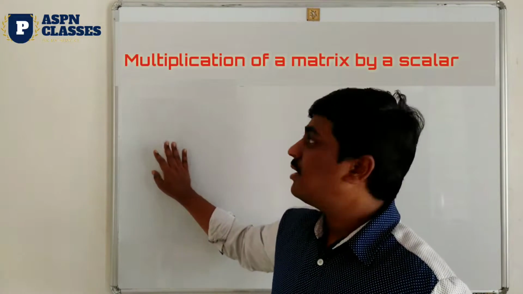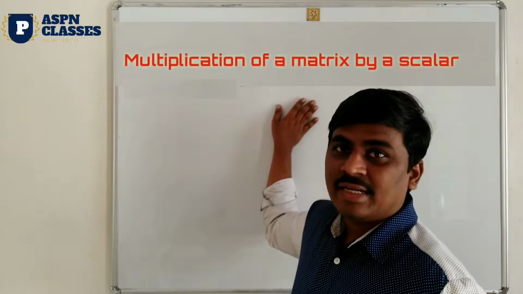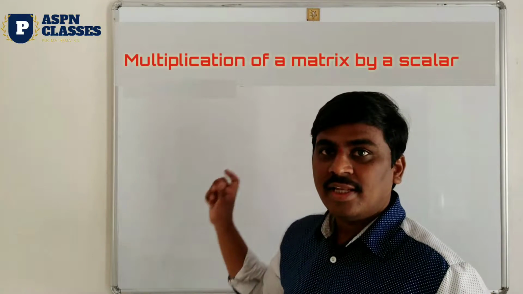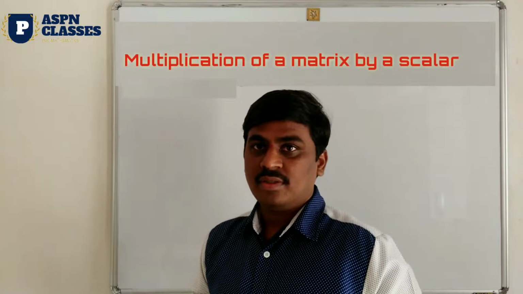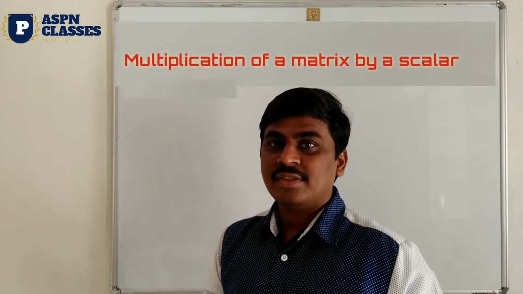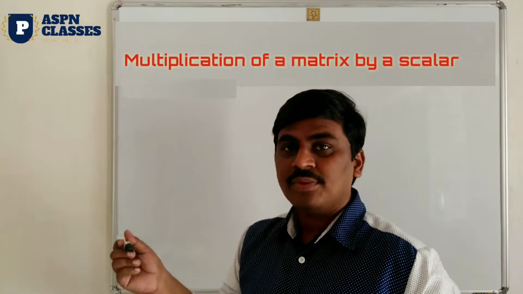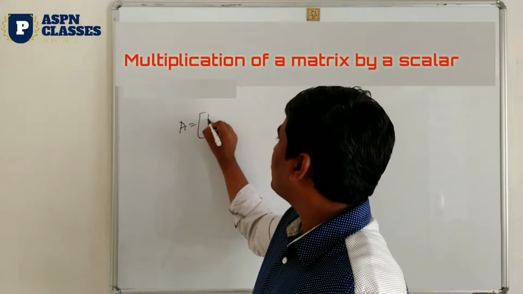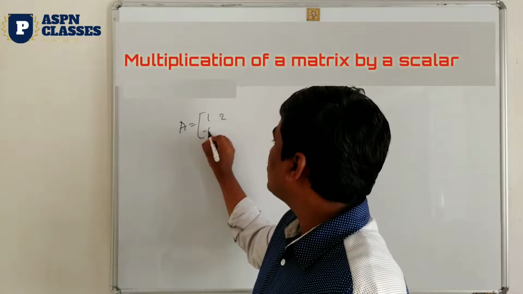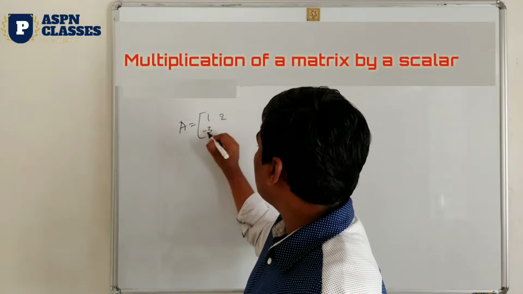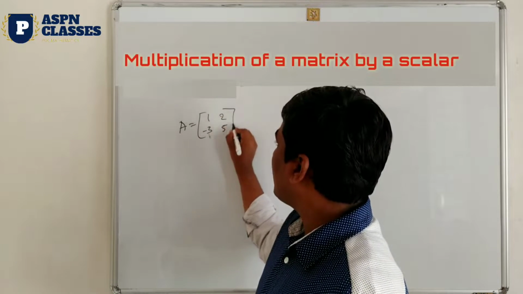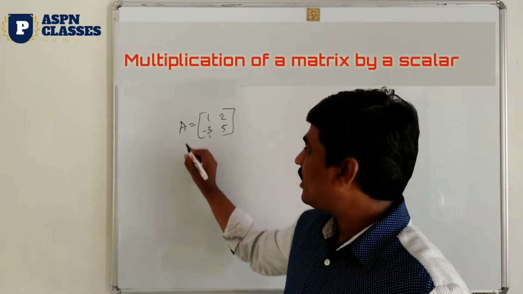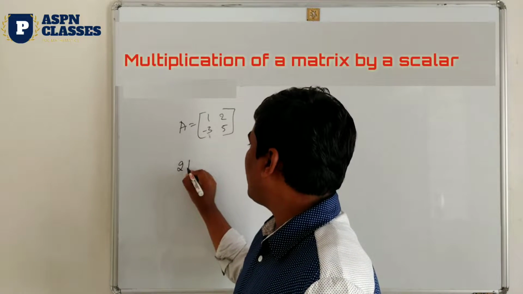Okay, next one is the multiplication of a matrix by a scalar. Scalar is nothing but a constant number. A number multiplied with a matrix, what is the answer? You have to find out the result. For example, A is equal to 1, 2, minus 3 and 5. This is the matrix A.